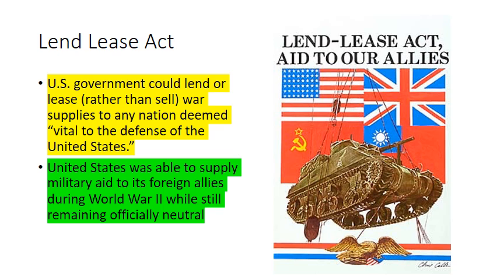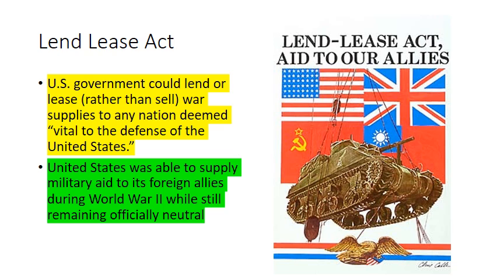So in order to do this, in 1941, Congress passes the Lend-Lease Act at Roosevelt's urging. It allows the president, the U.S. government, to lend or lease rather than sell war supplies, because our allies didn't have a lot of money because they were fighting these totalitarian states. So we could lend or lease this equipment to any nation deemed vital to the defense of the United States. So a lot of these supplies are going to be lent to Great Britain.